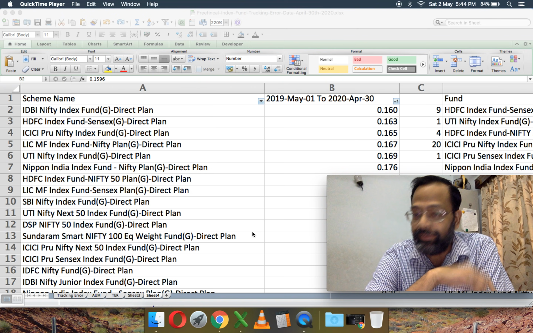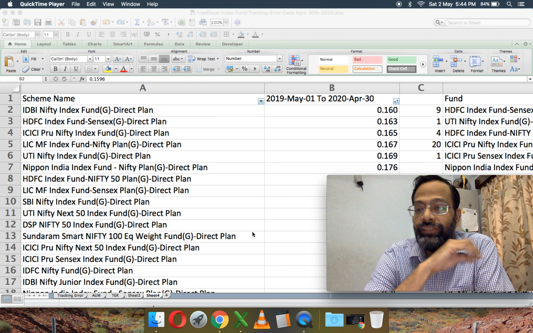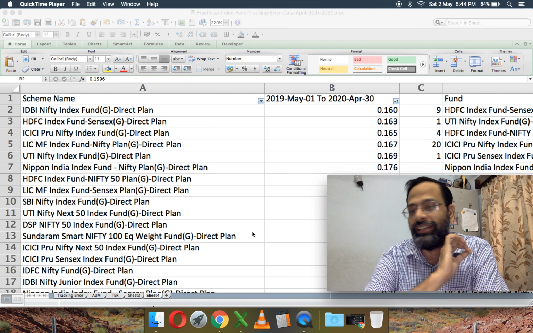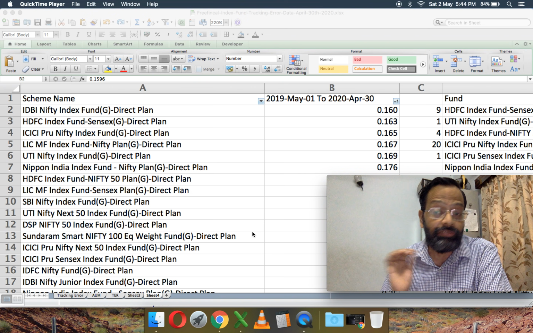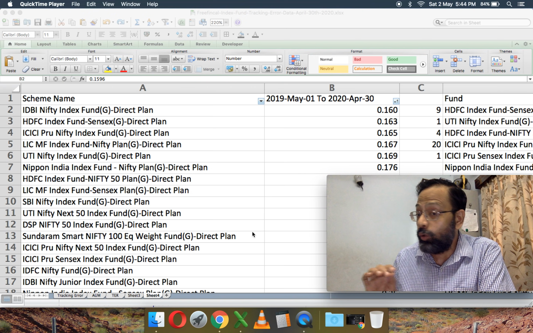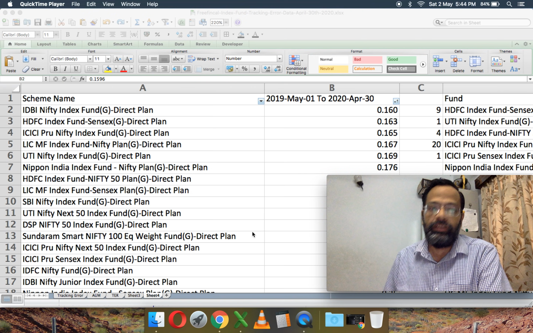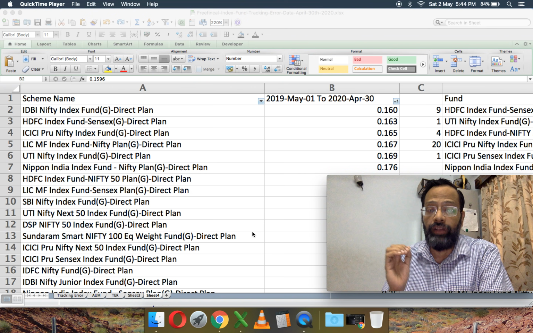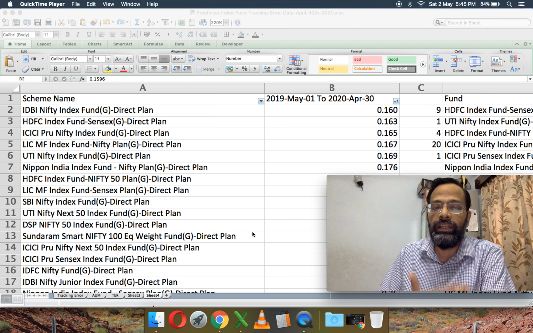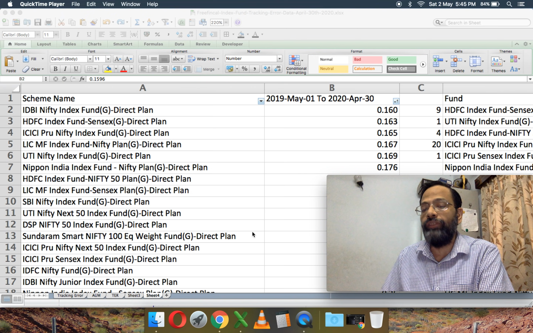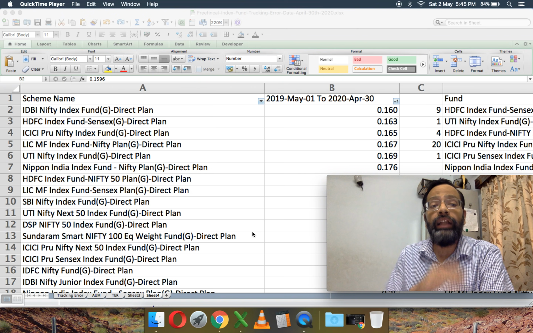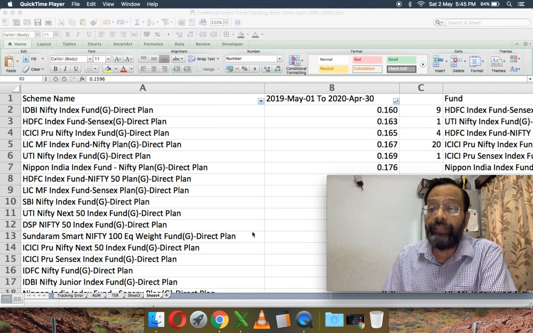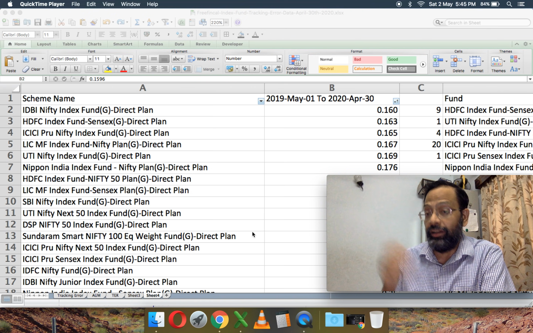The problem is IDBI Nifty index fund has got the ninth lowest expense ratio. It is not the lowest. HDFC has got the lowest. I mean, the expense ratio of HDFC Sensex index fund is the lowest, and ICICI Pru Nifty index has got the fourth lowest expense ratio. LIC Nifty index has got the 20th lowest expense ratio.